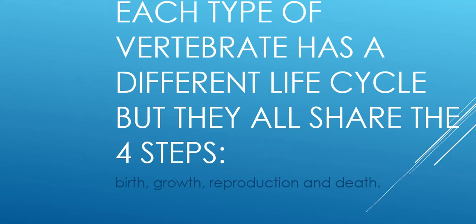Each type of vertebrate has a different life cycle, but they all share the same 4 steps. So remember that they all start at birth, then they grow, they reproduce or have babies of their own, and then they will die after they've had babies when they're very old. Okay, so birth, growth, reproduction, or they have babies, and death.